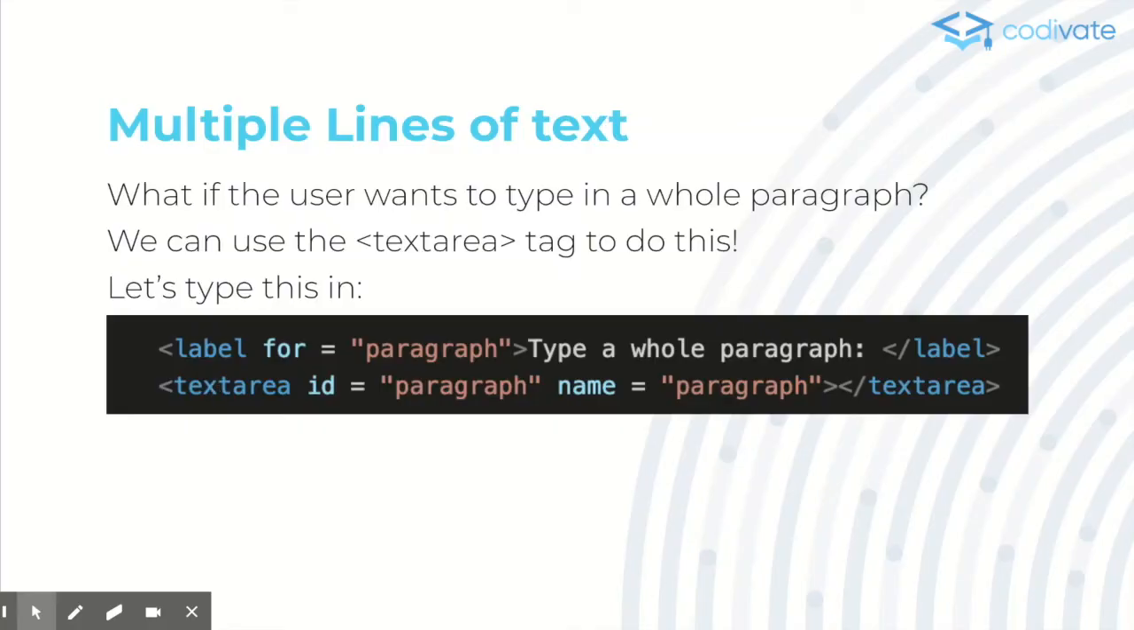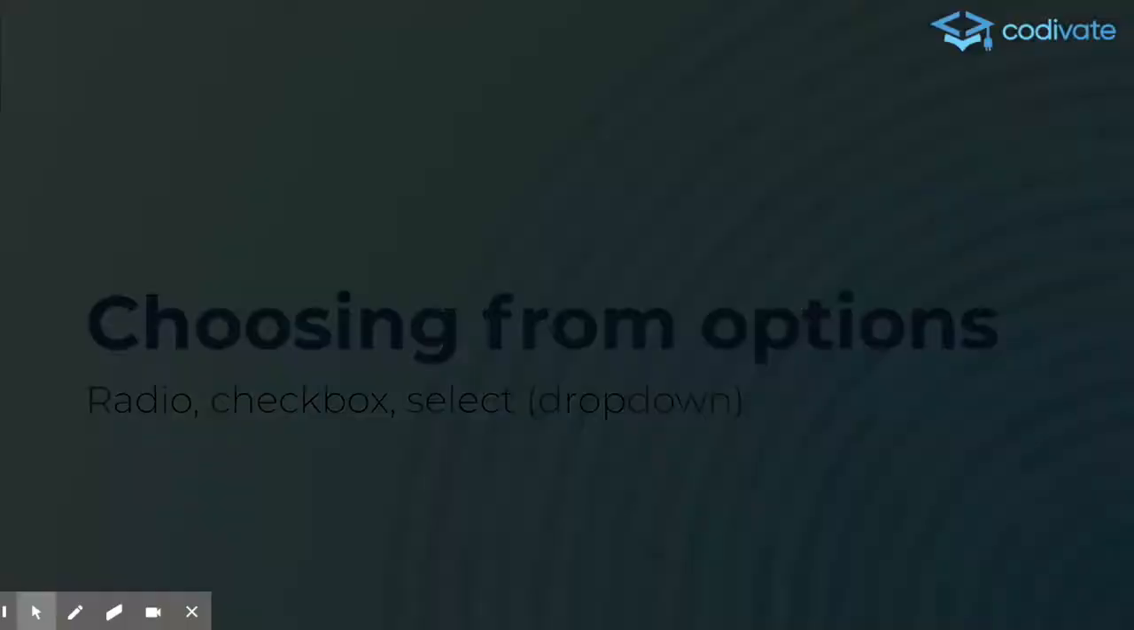What if the user wants to type in a whole paragraph? You can't really use input type equals text. We would have to use a lot more space. So we would use the text area tag to do this. So we would set the ID and for to paragraphs to create that association, and we use a text area tag. So note that we don't need any type attribute because the text area already indicates that it's going to be a really big space for the user to write in.